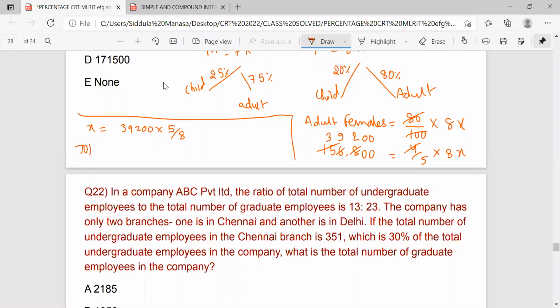Now we need total population, which is 15x. So 15 into 39,200 multiplied by 5 by 8. So 8 table, 8 ones are 8, 8 fours are 32. So 8 9s are 72, 00. So 4,900 into 15 5s are 75.